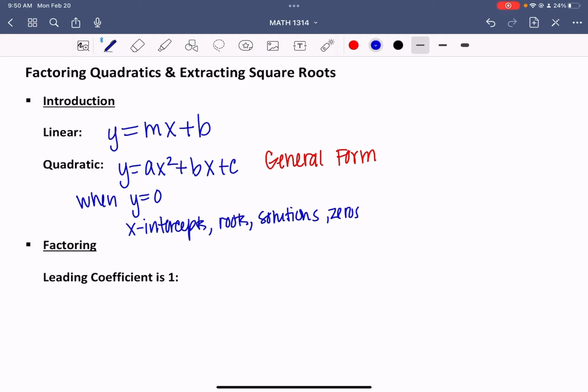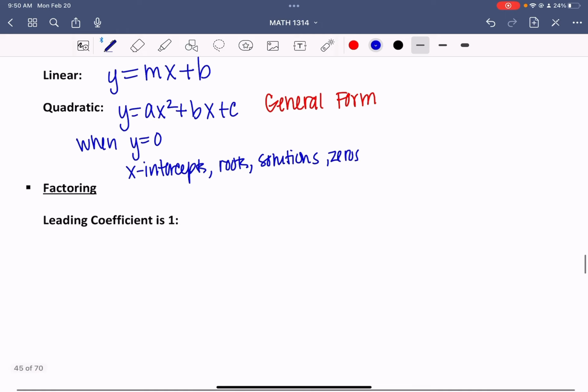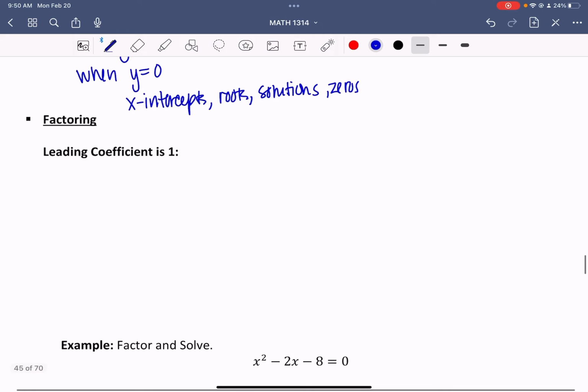The first way we're going to do this is by factoring. We're going to ramp up as we go. When you're looking at factoring, first let's just look when your leading coefficient is a 1. That means you're looking at the situation of x squared plus bx plus c equal to 0. That's just meaning that a, the coefficient on your x squared, we call it leading because it's the highest power, it's at the front.